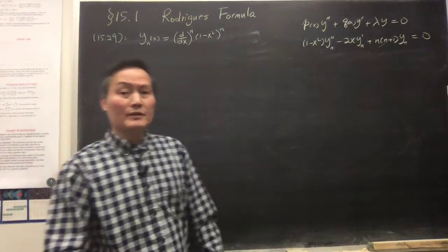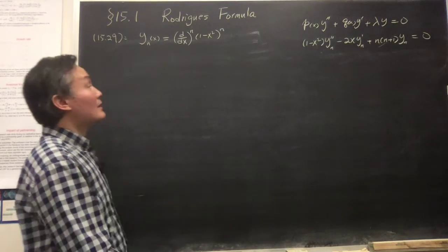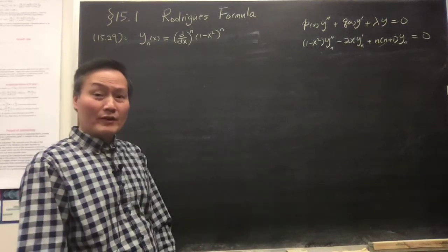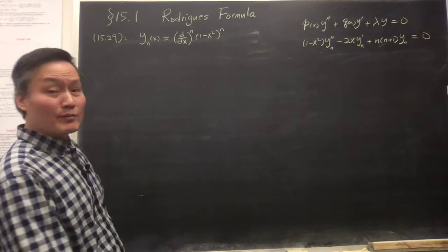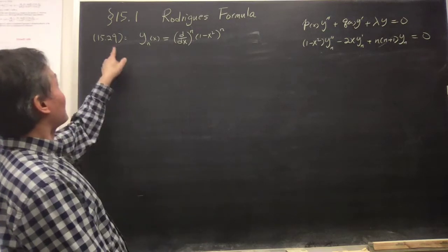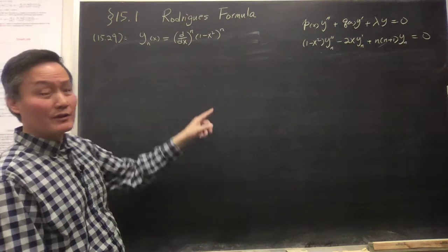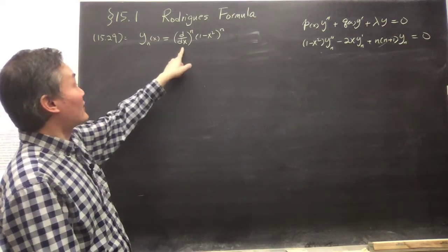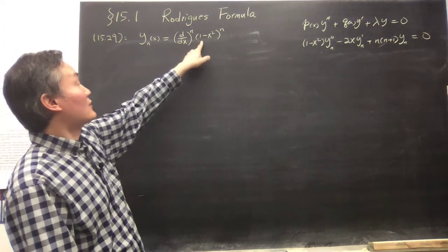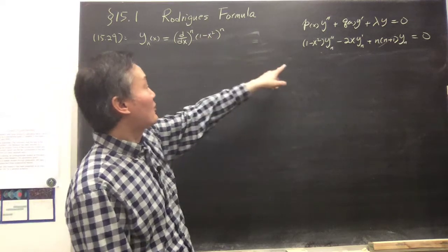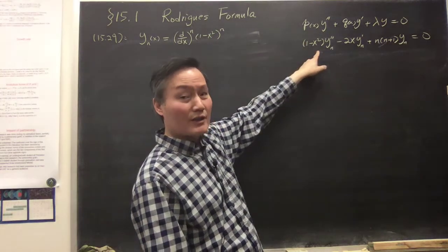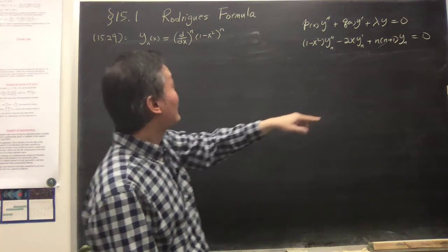Okay, we continue the discussion on the Rodrigues formula in section 15.1. Last time we showed that the form of the Rodrigues formula is given by the n-th derivative of this factor, (1 - x^2)^n. This factor, 1 - x^2, is basically the p in the Legendre equation.